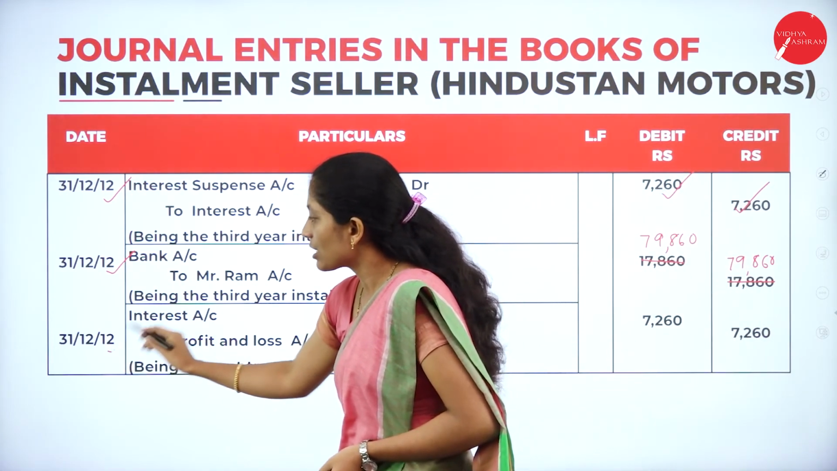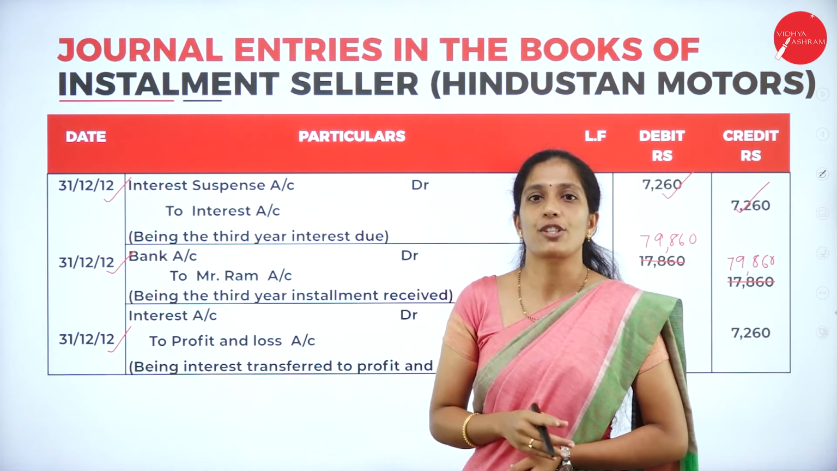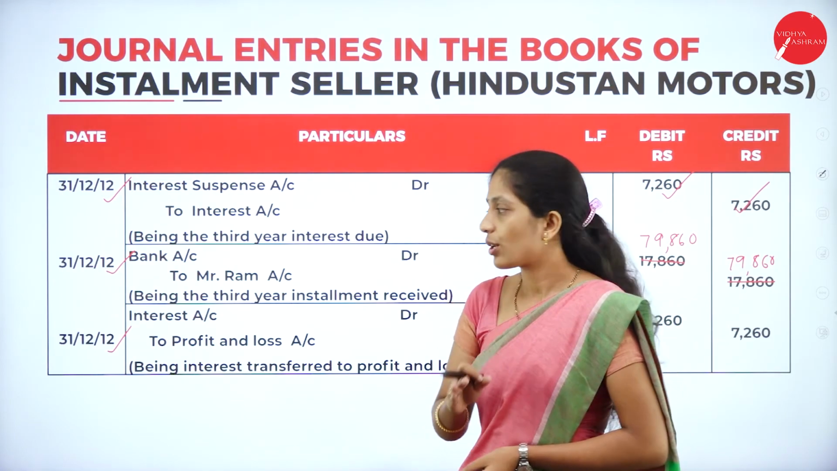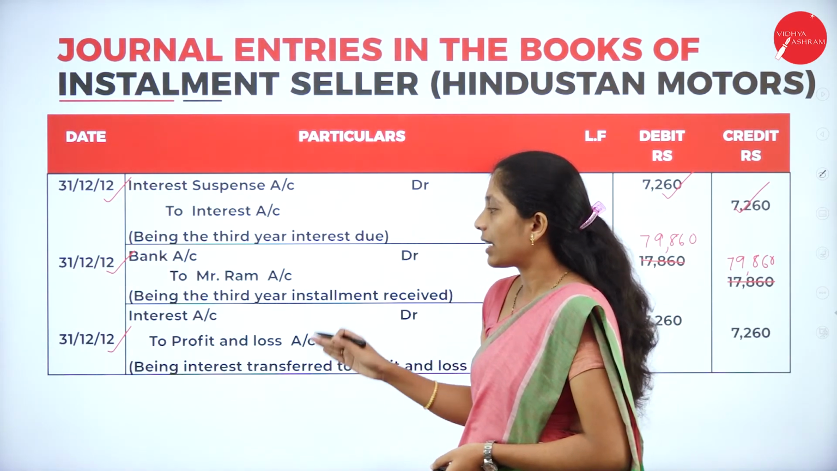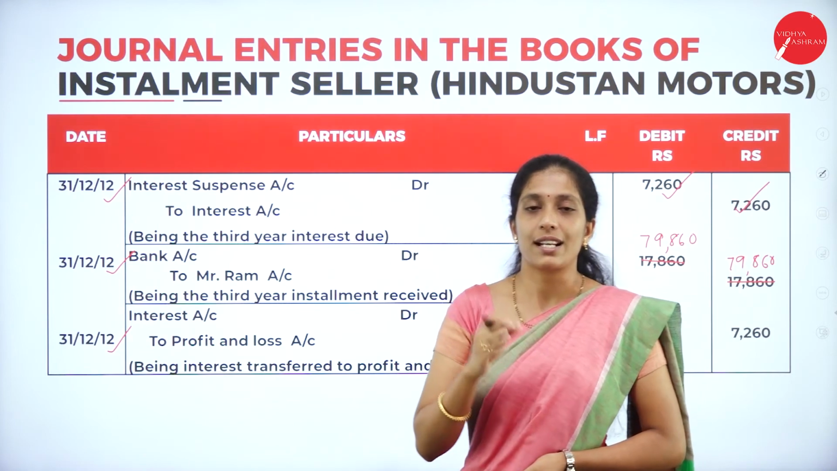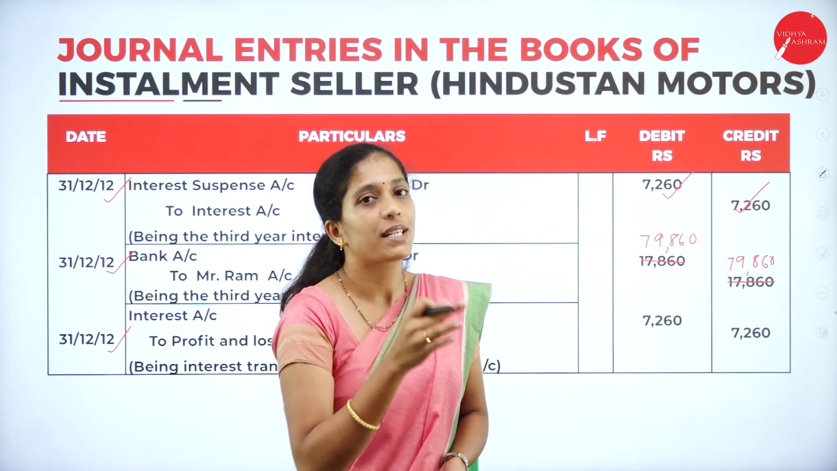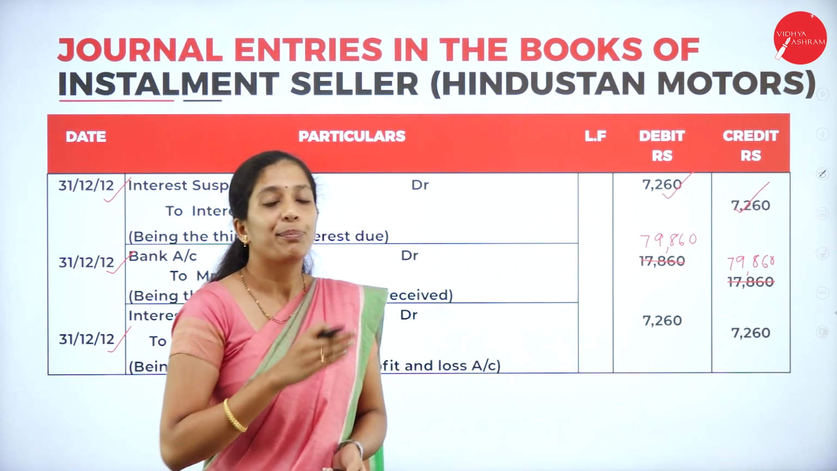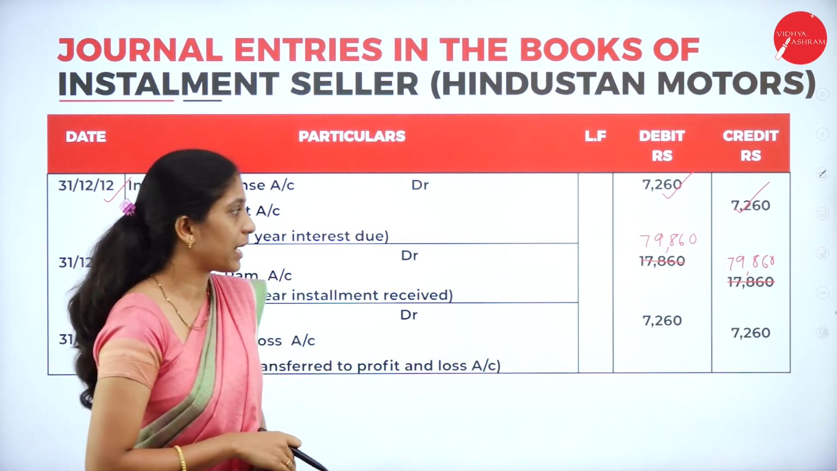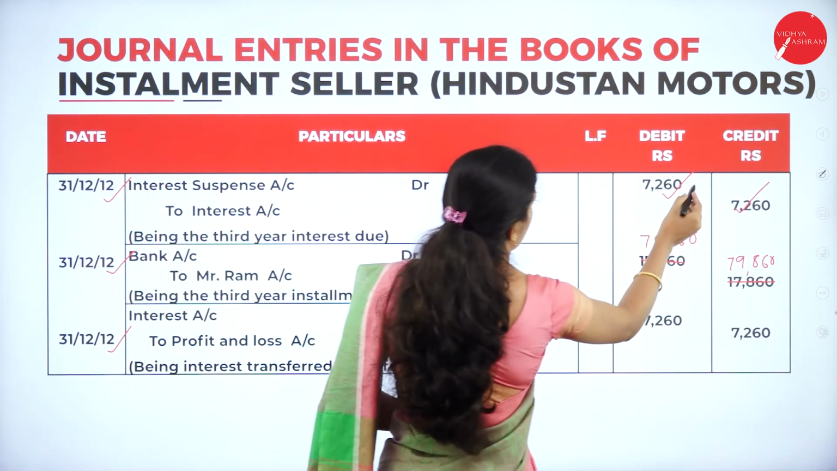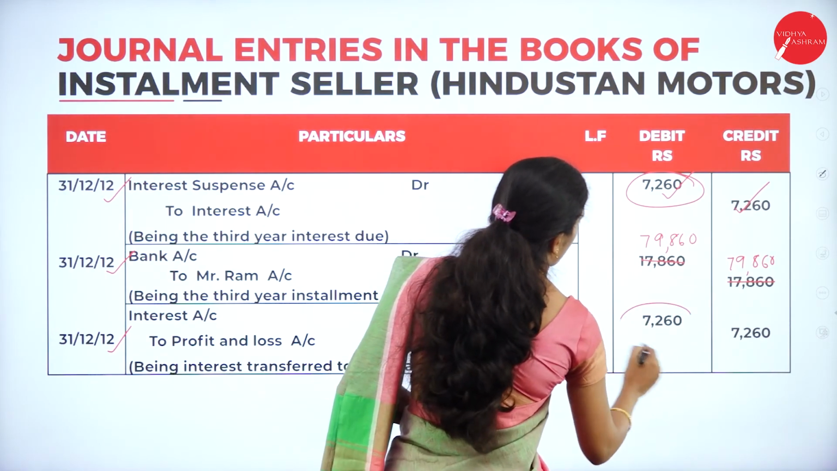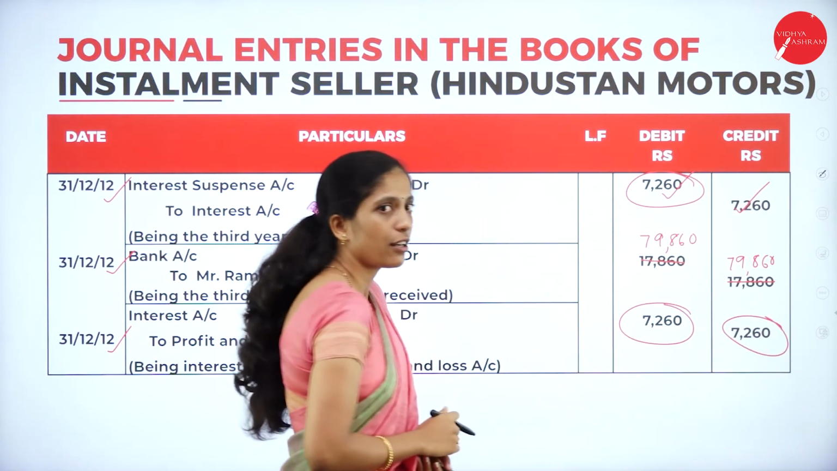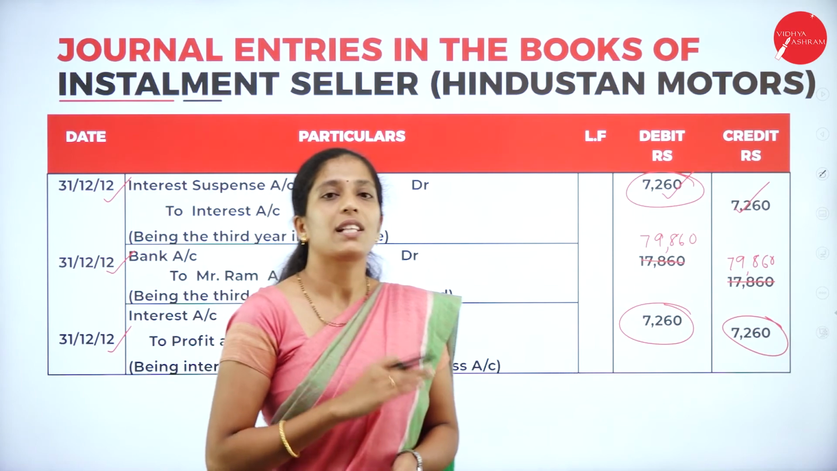And the last entry is for what? That is transfer of interest to profit and loss account. So, your entry will be interest account data to profit and loss account. That is third year interest has to be transferred to profit and loss account, being interest transferred to profit and loss account. What is the third year interest? 7,260. So, transfer this amount to profit and loss account. Hope you are clear with the journal entry.